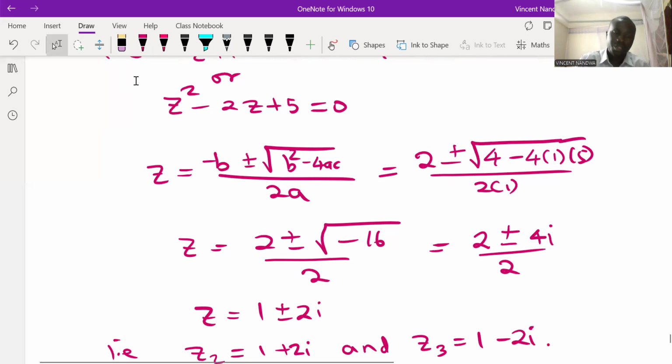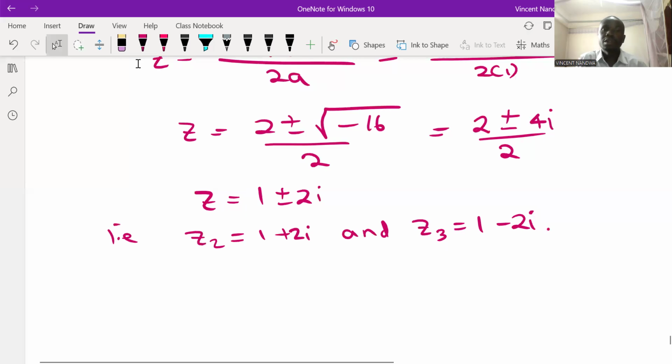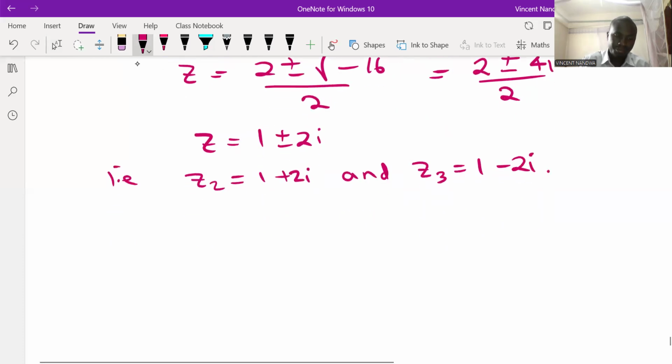So therefore, the other two roots of the cubic equation given are 1 plus 2i and 1 minus 2i.